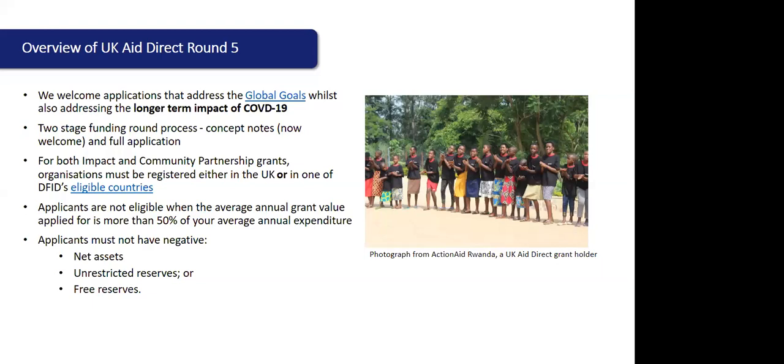So this is the 5th funding round for UKA Direct. This funding round, as Sarah mentioned, we are welcoming applications that address the global goals whilst also addressing the longer term impacts of COVID-19. So what do we mean by the longer term impacts? COVID-19 will have impacts over and above the immediate consequences we are currently seeing of the pandemic. Such impacts are caused by measures taken to contain and control the virus. In the longer term, it is believed that these impacts may affect the quality of lives of the most vulnerable and marginalised more than COVID-19 itself.